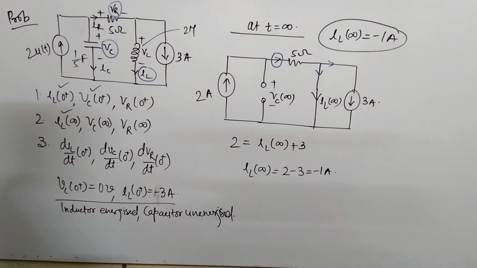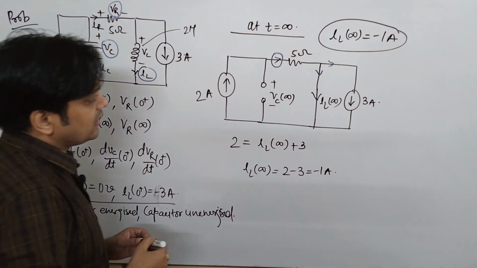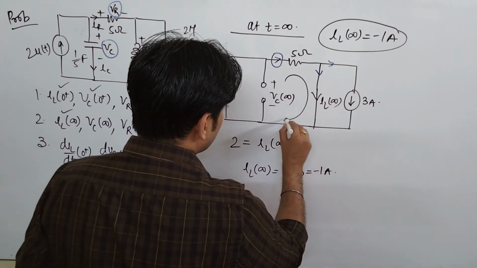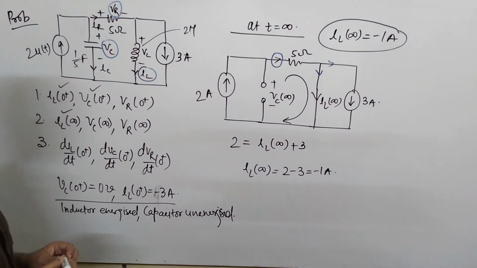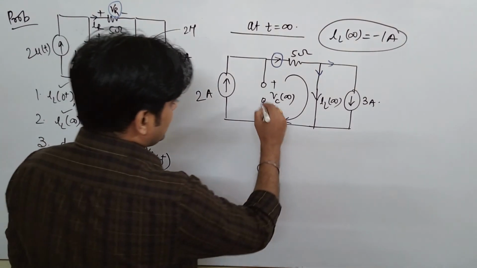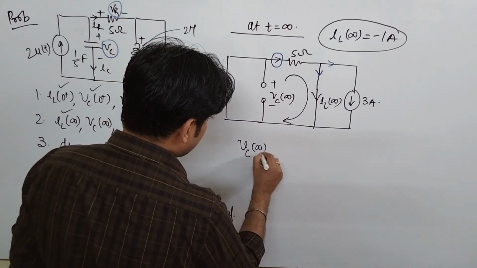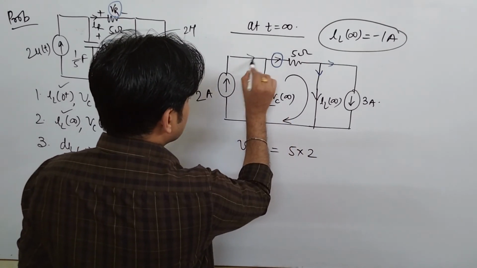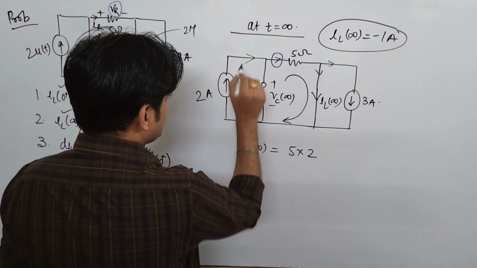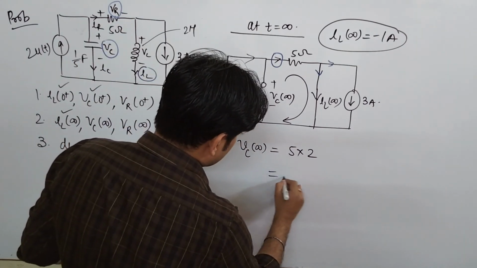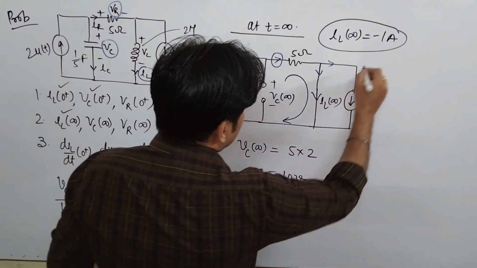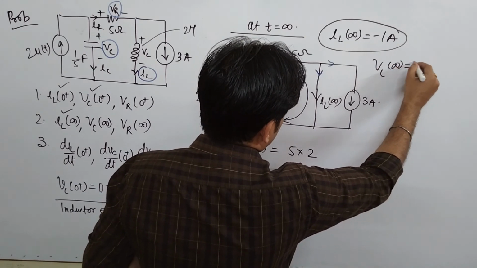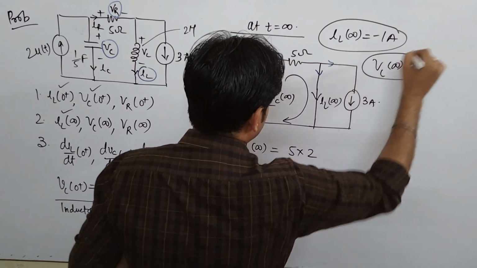Now can you find Vc(infinite)? Yes, if you apply this loop, you are able to find the value of Vc(infinite). Applying one KVL, Vc(infinite) is equal to 5 into 2 ampere, because this 2 ampere current will enter here, and since it is an open circuit, no current will come here. So you can say that the value comes to be 10 volt. The value of Vc(infinite) comes to be 10 volt. This also you have identified.